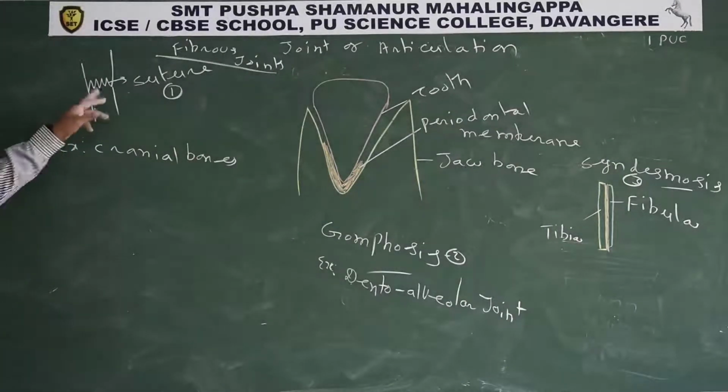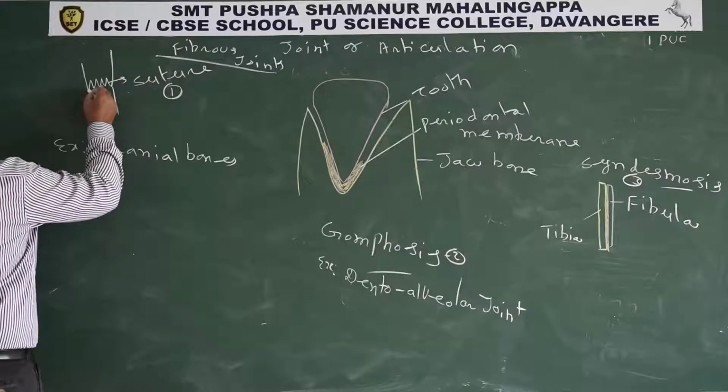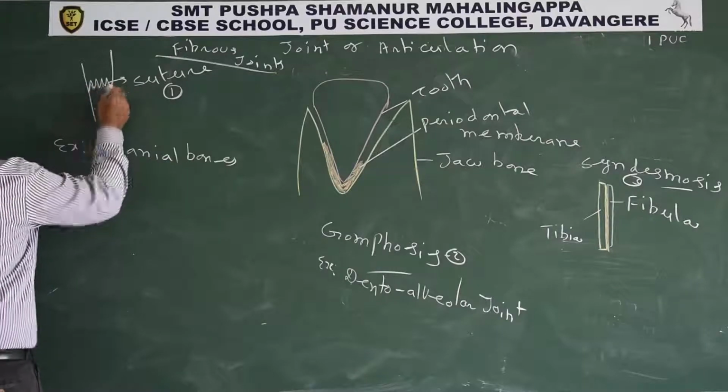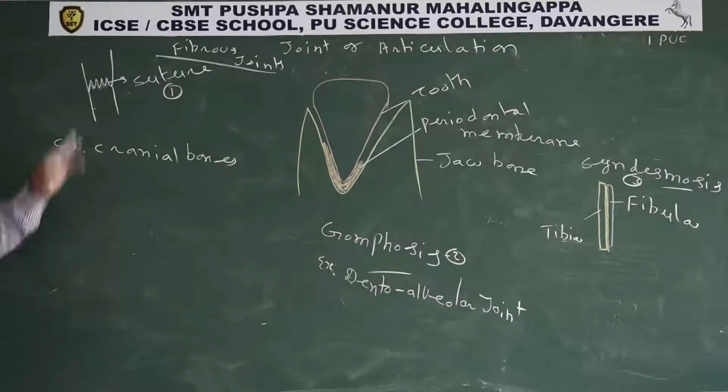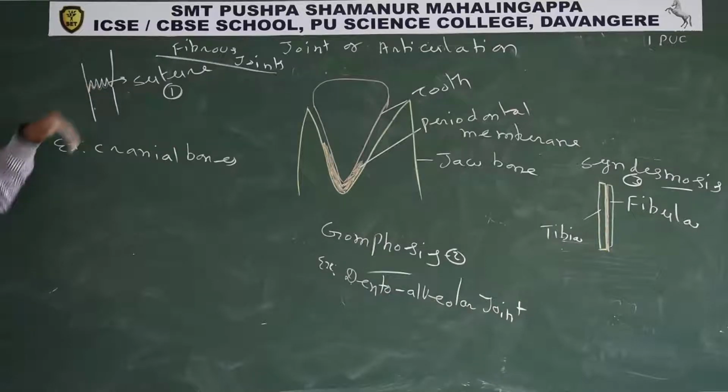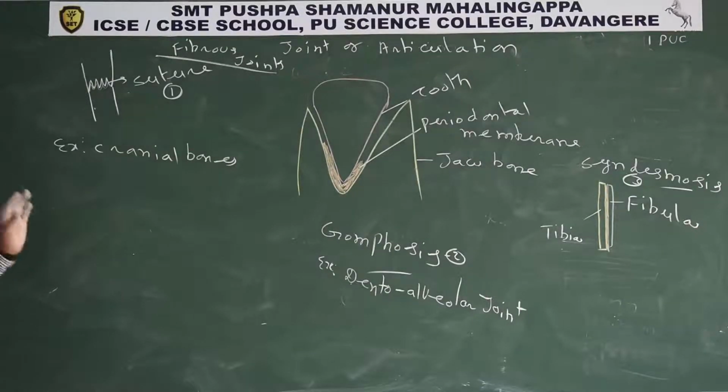If the fibrous joint is present as a zigzag line, and at the same time dense irregular connective tissue is present in the joint, that is known as a suture. Example, between the cranial bones. It is an immovable joint. It never allows the movement of the two bones.